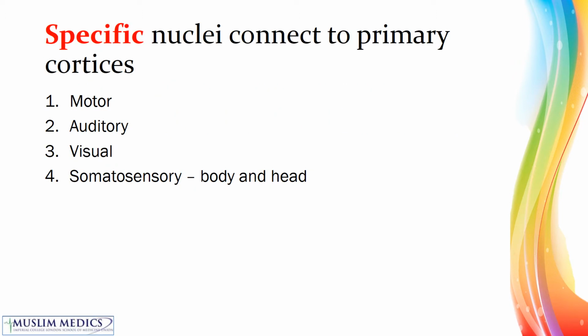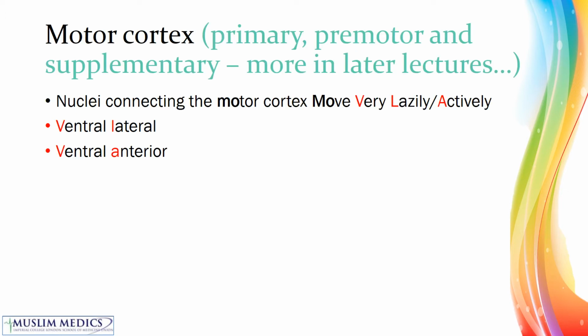So what exactly are your specific nuclei? Well, your specific nuclei are the ones which connect to the primary cortices, and these include your motor, your auditory, your visual, and your somatosensory. Your somatosensory is split into two parts: you have the body and the head part. For the motor cortex, there are two nuclei which connect to it from your thalamus, and these are your ventrolateral and your ventral anterior nuclei.